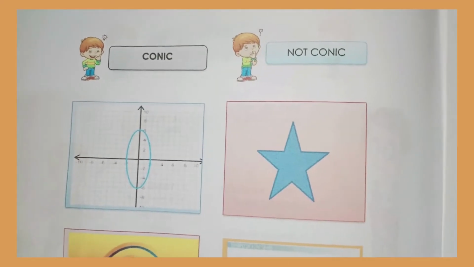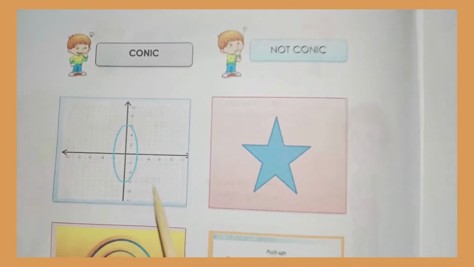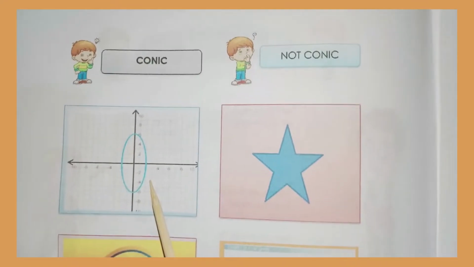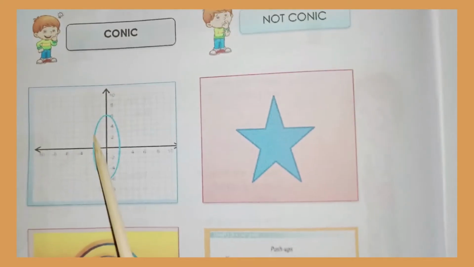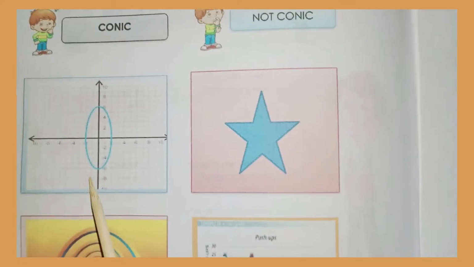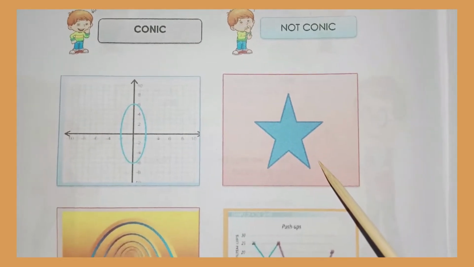So these are the examples of conic and not conic shapes or graphs. Yung una natin ay isang conic kasi siya ay parang oblong or ang tinatawag nating ellipse. Ito naman ay star, hindi naman siya kasali dun sa na-discuss kanina, so not conic.